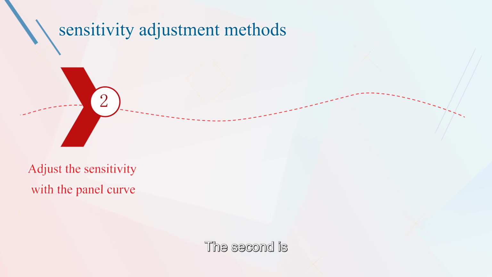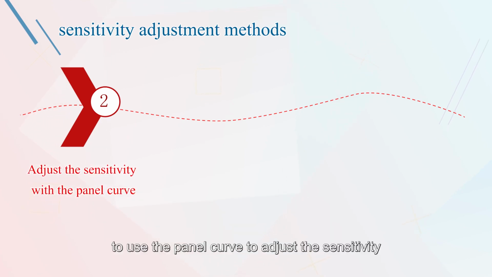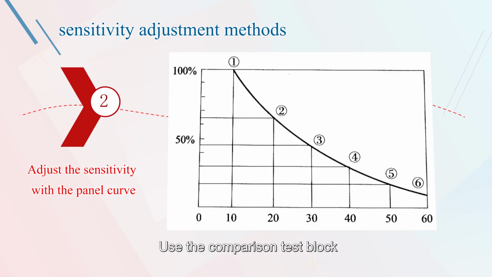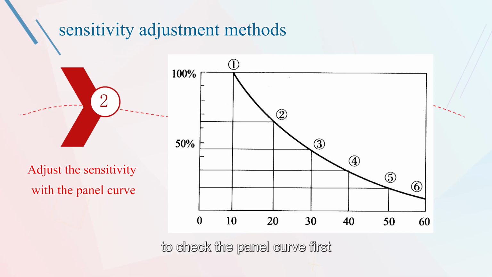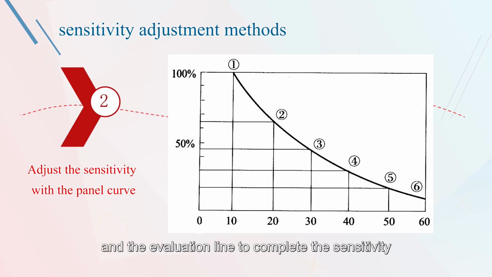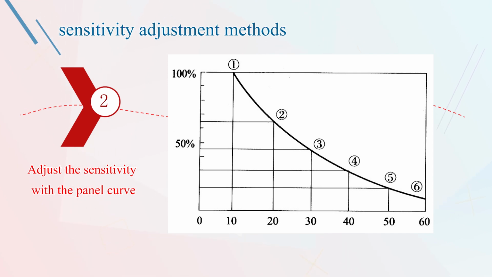The second is to use the panel curve to adjust the sensitivity. Use the comparison test block to check the panel curve first, and then use the decibel difference between the attenuator gain reference line and the evaluation line to complete the sensitivity adjustment.